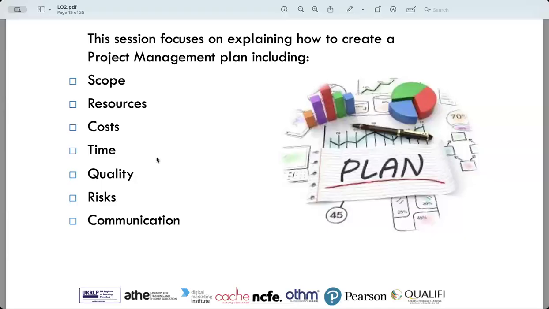Think about quality control too. How will you ensure that your research remains valid, reliable, and up to academic standards? Then potential risk. Don't forget to identify risks, what could go wrong, and how you plan to deal with those challenges. And finally, your communication plan: how and when you will share progress with your tutors, stakeholders, or team members if working in a group.